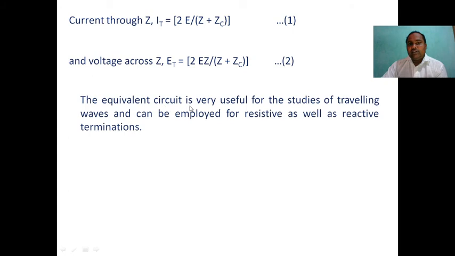The equivalent circuit is very useful for the study of traveling waves and can be employed for resistive as well as reactive terminations. Next one is the bifurcated line, which is called a T-junction.